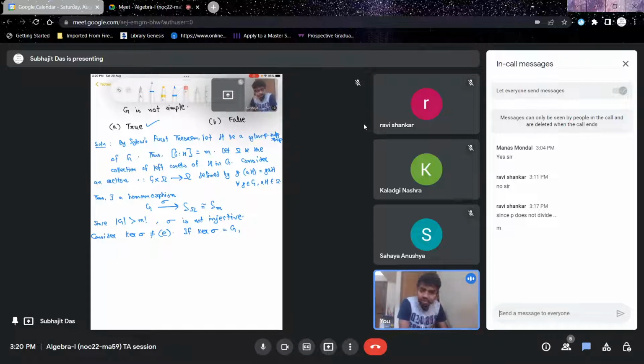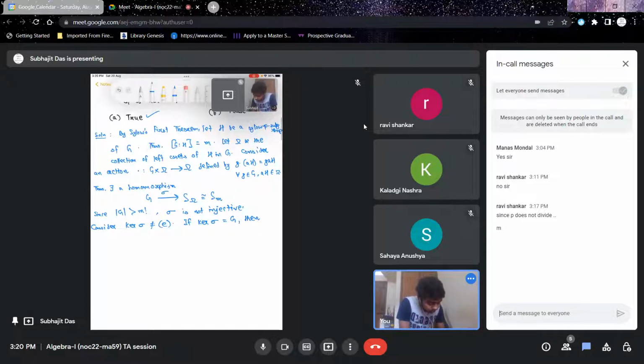So if the kernel of sigma is G, then for all g in G, we have g dot H is equal to H. And what does this mean? g dot H by definition of the action is just gH. So you get gH is equal to H, and you know that gH is equal to H if and only if g belongs to H. So we get that all elements g in G belong to H, which implies further that G is equal to H. But can this be true?